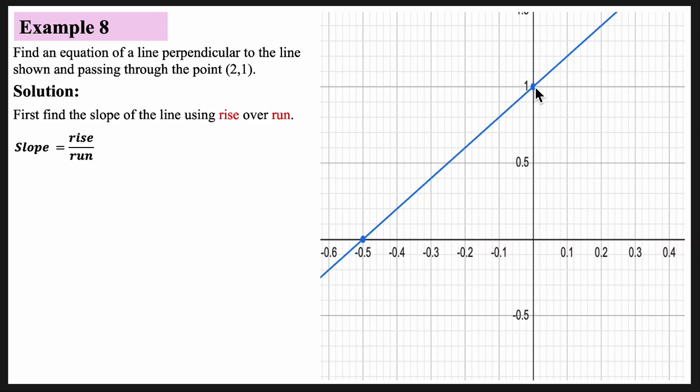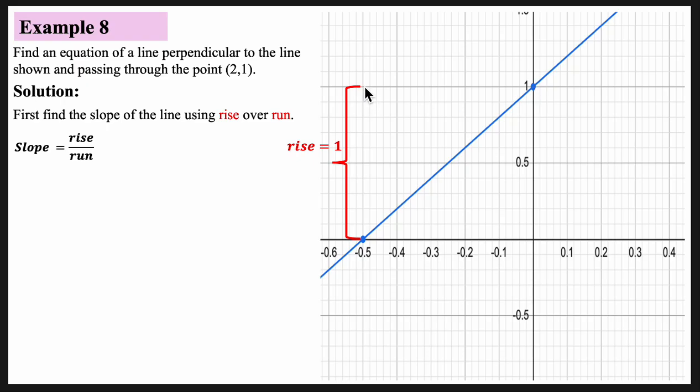So slope is the same thing as rise over run. That is, from the lower point, how much do you need to rise and how much do you need to run over to get to that other point? So from here, my rise would be, I'm rising up 1, right? From here to here is a distance of 1. So since you're going up, that's a positive 1.